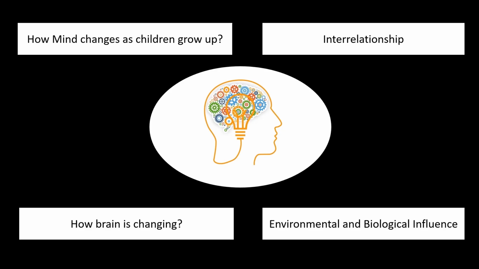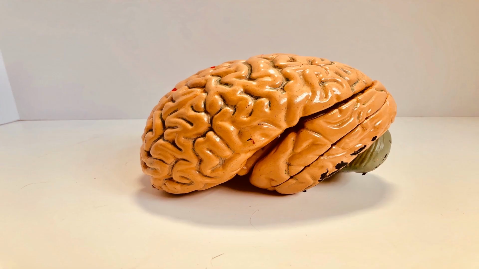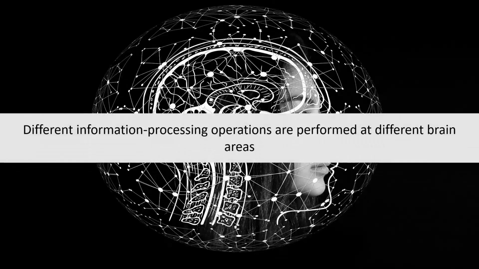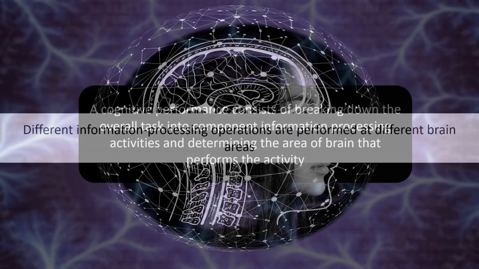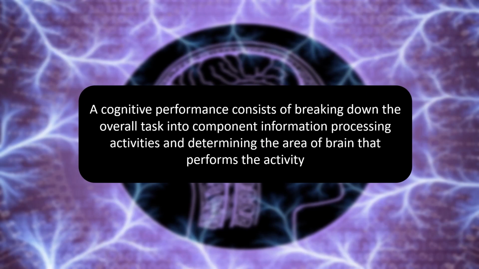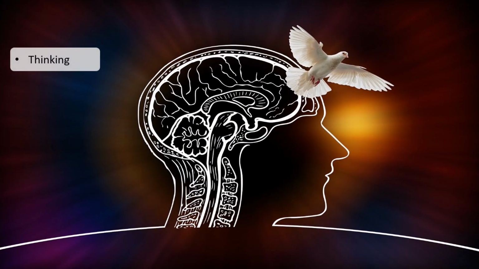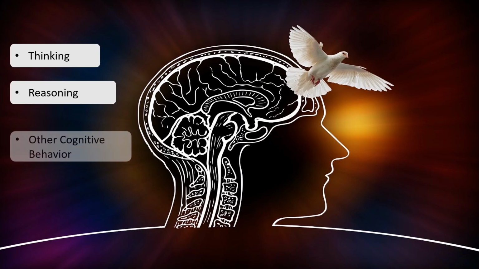Here in developmental cognitive neuroscience, it works upon two principles. The first one: different information processing operations are performed at different brain areas, and a cognitive performance consists of breaking down the overall task into component information processing activities and determining the area of the brain that performs the activity. This approach has taken into account the neurological activity that underlies thinking, reasoning and other cognitive behavior.